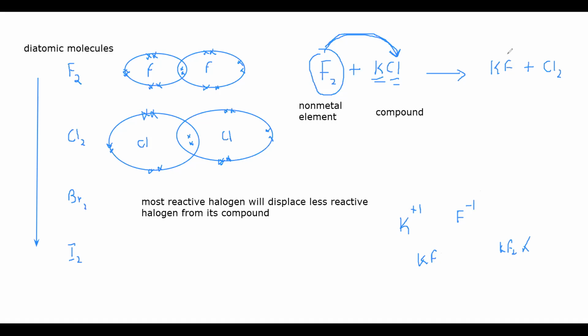So whenever you write a formula of a compound, you should always work out the valency, and using the valency, write the formula. So fluorine reacted with potassium chloride, as fluorine is more reactive. Fluorine, the more reactive non-metal, will displace chlorine. So it will form potassium fluoride. It will form potassium fluoride and a chlorine molecule.